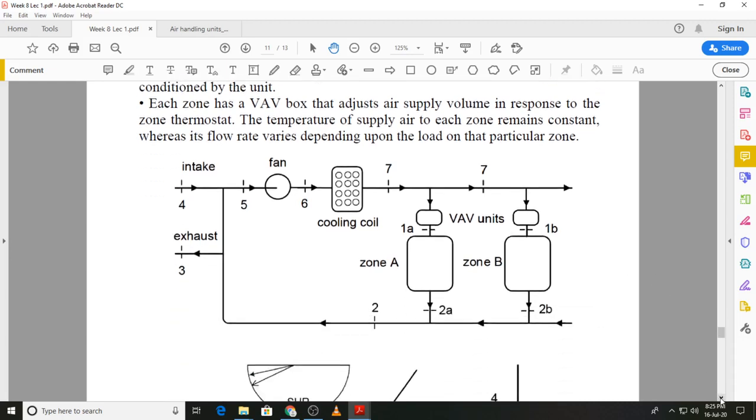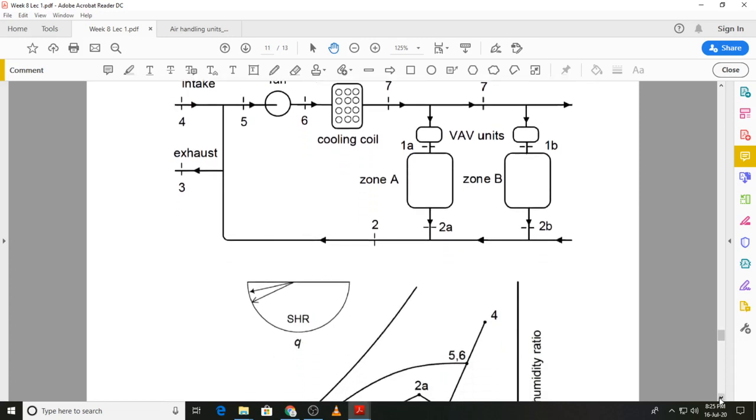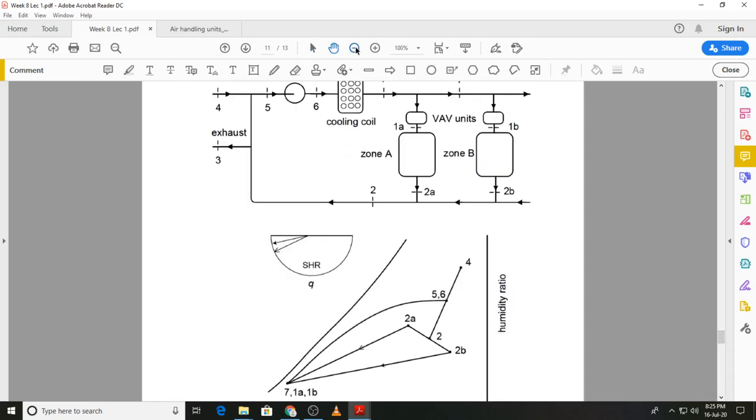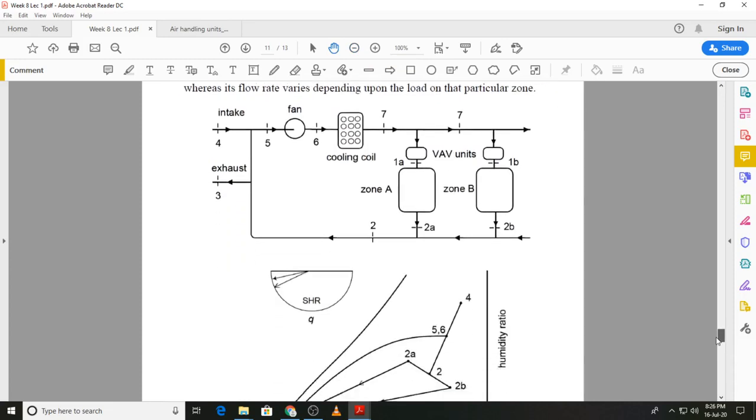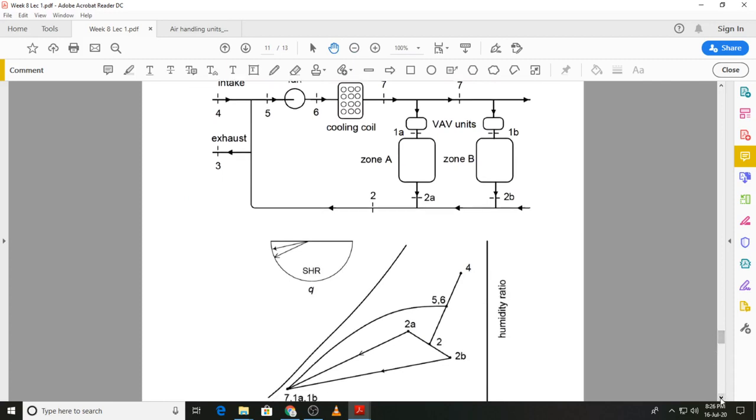And yet again we have the schematic diagram over here, and at the same time I will try to show you the cooling cycle drawn on the psychrometric diagram. You can see after the cooling coil we have state 7, and the air goes at state 7 into both the zones. So we have air going into both the zones at the same state.